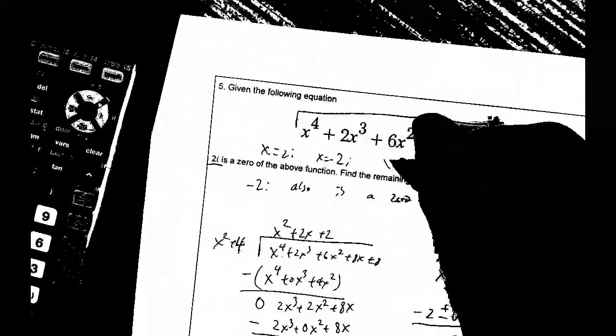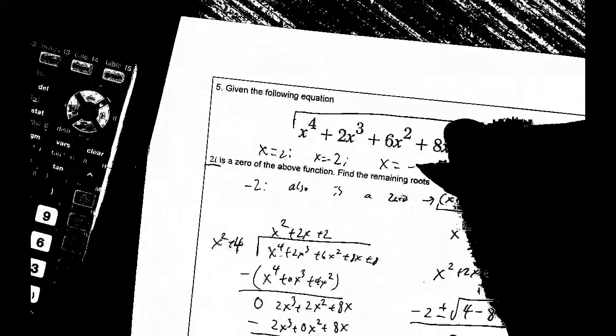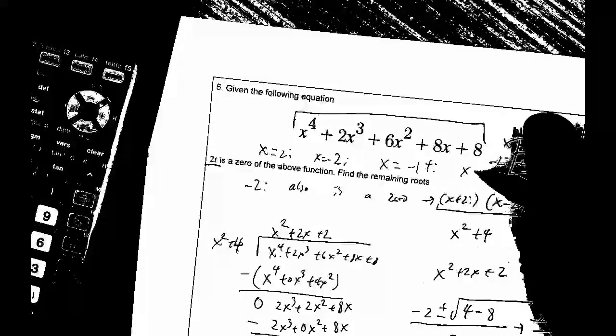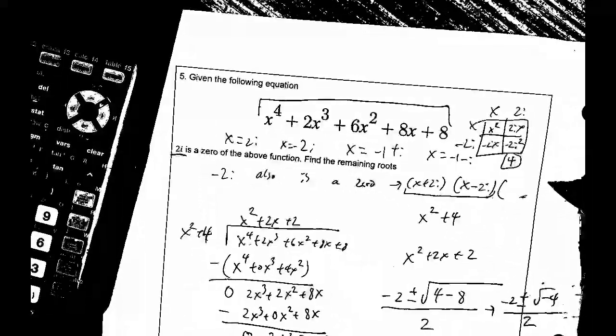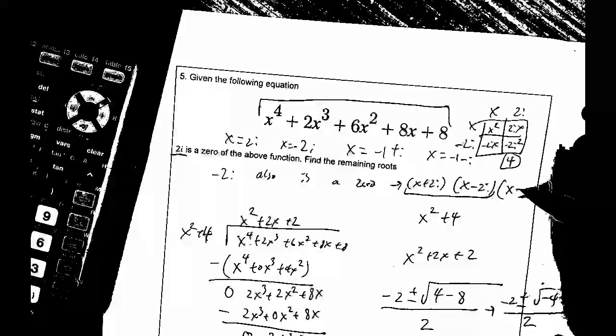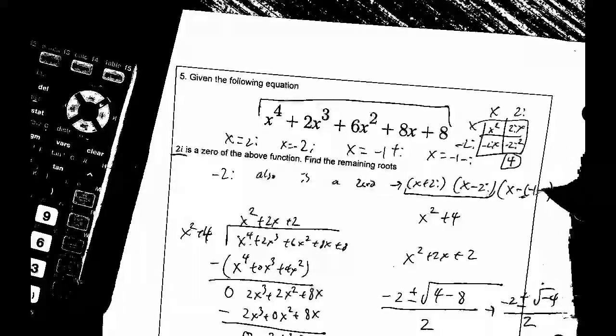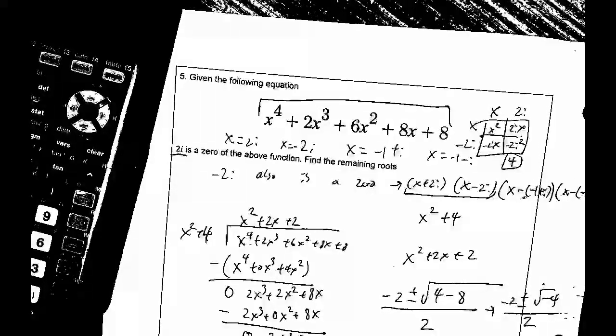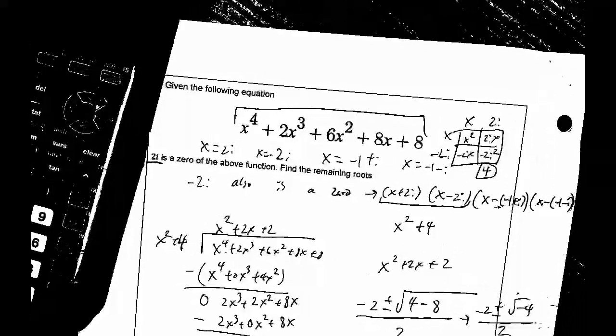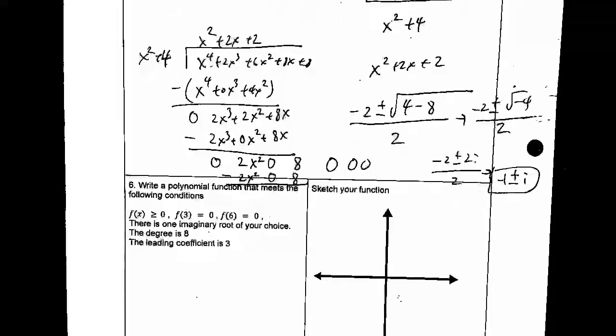So up here we'd have x equals negative 1 plus i, and x equals negative 1 minus i. So my last factors would be x minus negative 1 plus i, and x minus negative 1 minus i. Okay. All right. Last part here.